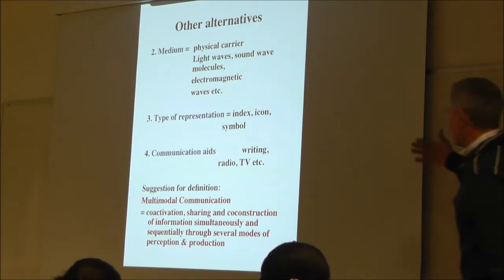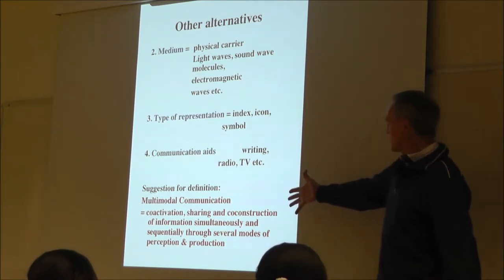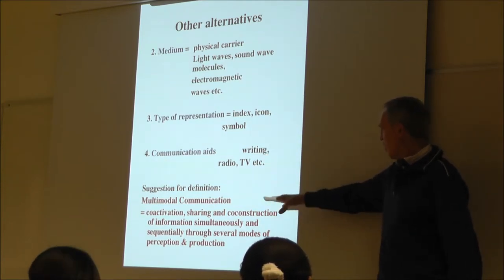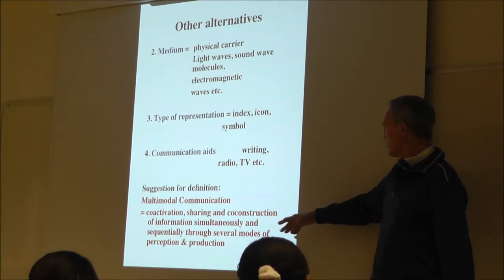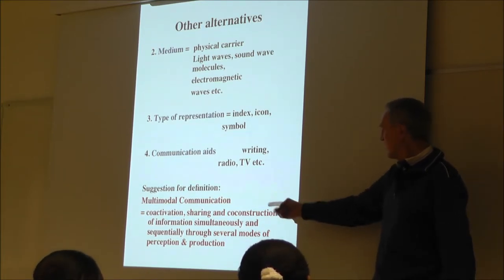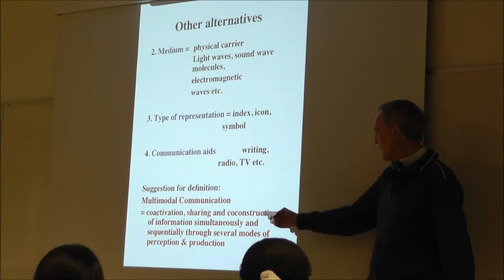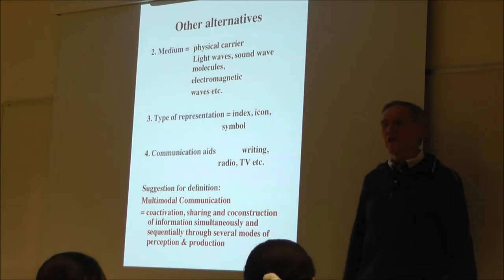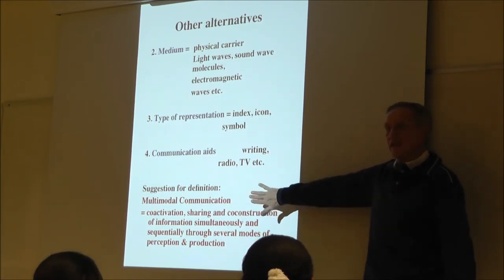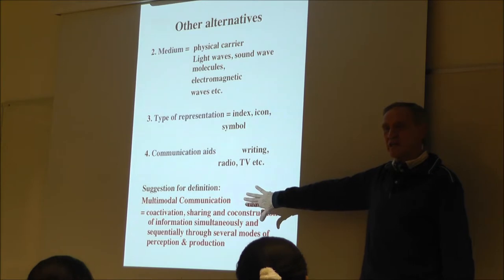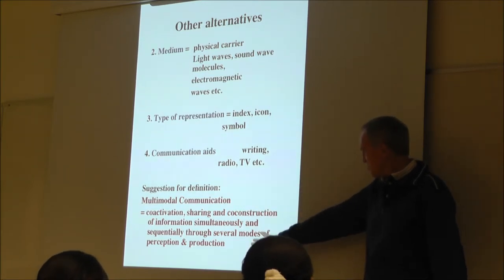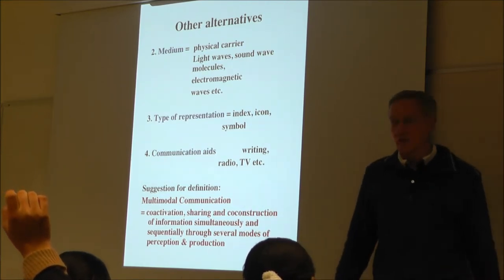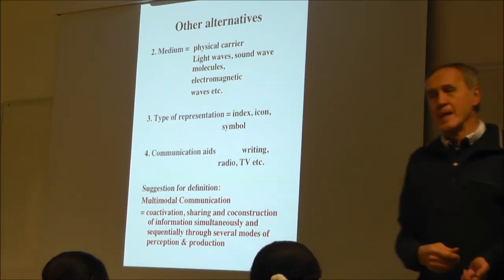So the definition we have here, I just added some of what we've said to the definition I gave on the first page here. Multimodal communication: co-activation, sharing, and co-construction of information simultaneously and sequentially through several modes of perception and production. So the first part is the same definition of communication as we had before, and I've just now specified that it should be multimodal through several modes of perception and production. Yeah?